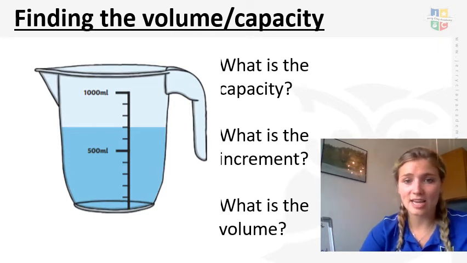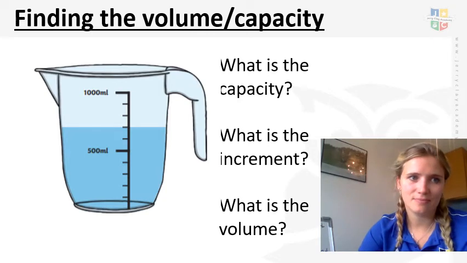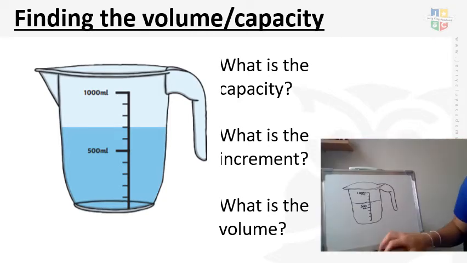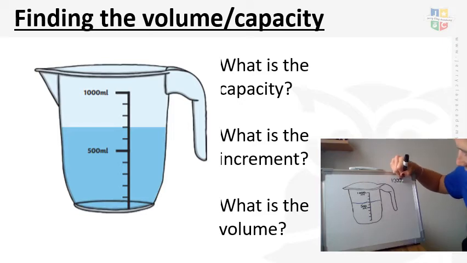The capacity, the increment, the volume, and then play it once you know the answer. Okay, so I can see that this time my capacity is going to be 1000 millilitres. And remember, I know that 1000 millilitres is also the same as 1 litre. Then I want to work out the increment.